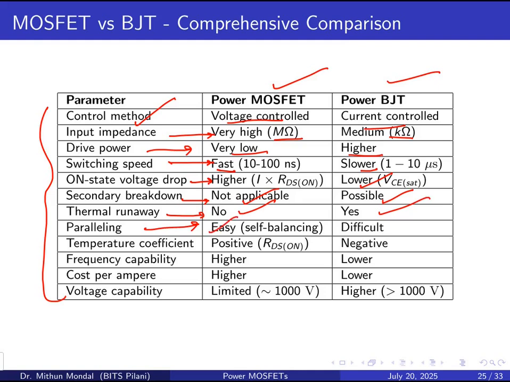Paralleling operation is easy in case of MOSFET, but it is difficult in BJT. Temperature coefficient is positive for MOSFET but negative for BJT. Frequency capability will be higher in MOSFET and lower in BJT. Cost per ampere is higher for MOSFET and lower for BJT. So this will determine the costing of the device. Voltage capability is limited up to 1000 volt for MOSFET, but power BJT can have higher than 1000 volt.